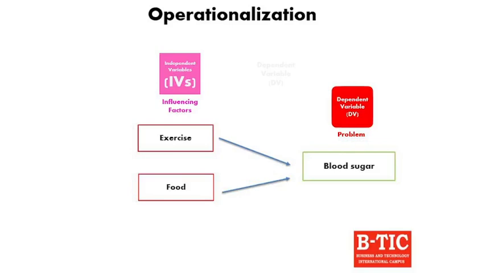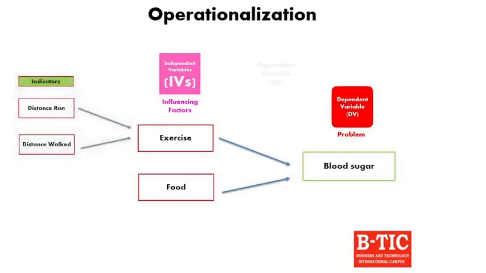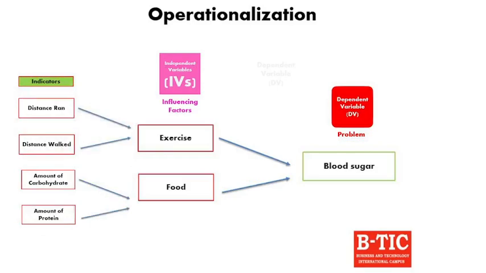Now to measure this, we don't have any scales to measure exercise, food or diabetes straight away. So we have to use some indicators that we have already learned. Exercise can be indicated by distance ran, distance walked. The food can be indicated by the amount of carbohydrate consumed, amount of protein consumed. And diabetes can be indicated by the glucose that you have in your blood. So based on these indicators, we can measure the IVs and the DV.